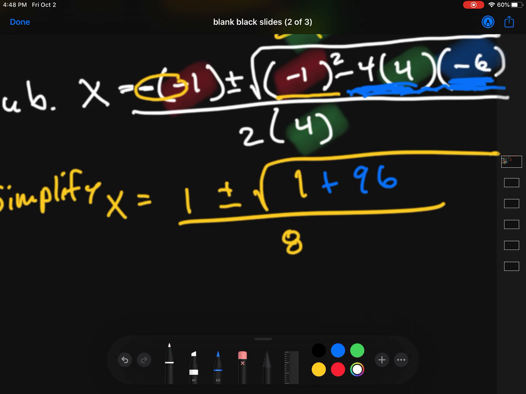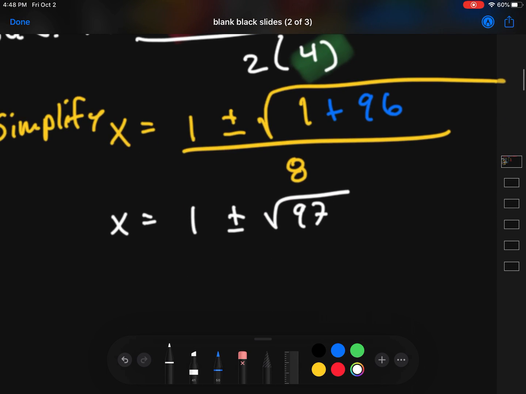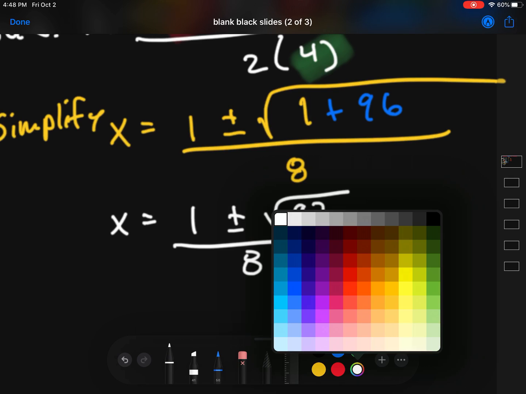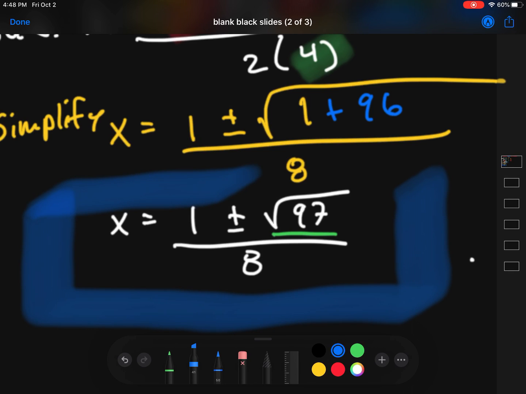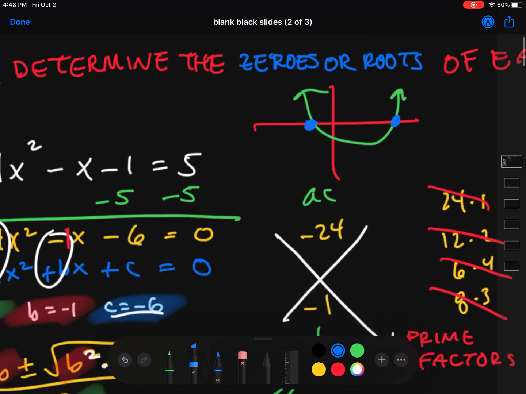Okay? So let's go ahead and simplify now. X equals 1 plus or minus the square root of 97 over 8. Now, 97 is a prime number, which basically means that I can't simplify that anymore. So that is our answer. Remember, let's highlight this in blue. This blue box is our answer, and it represents those 2 dots.